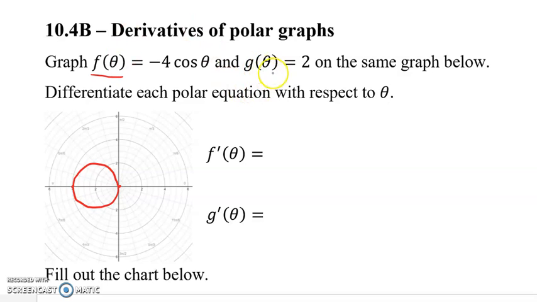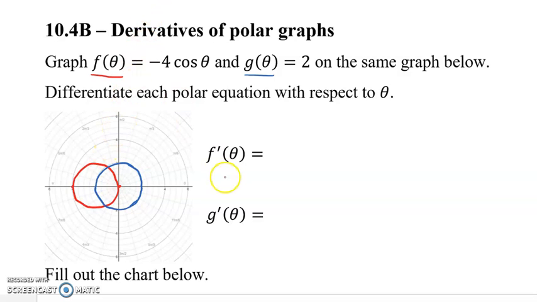And then g of theta is r equals 2. So that's going to be another circle, also diameter 4. But this one is centered at the pole. So much different equation, creating the same sort of graph.